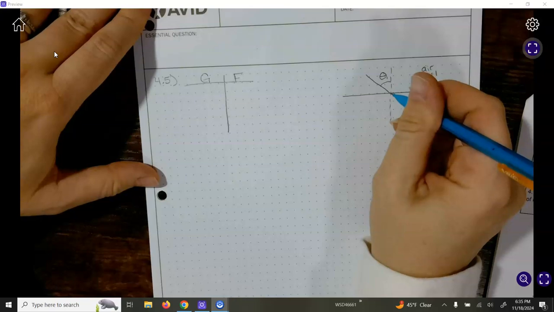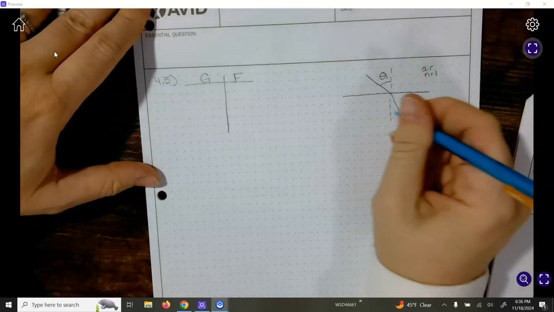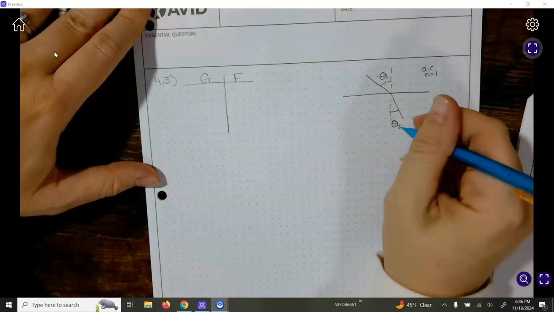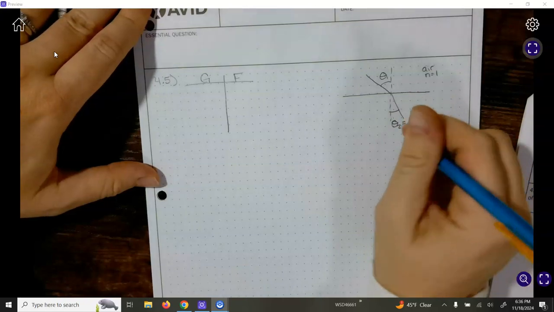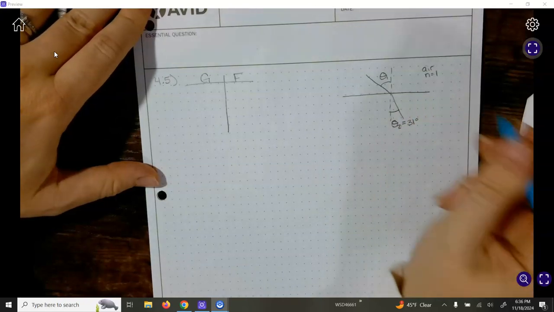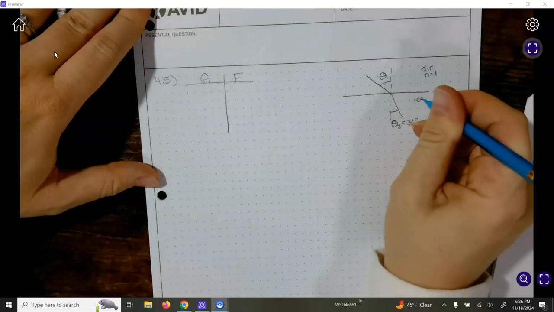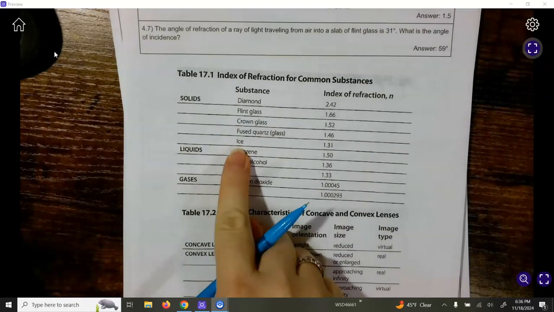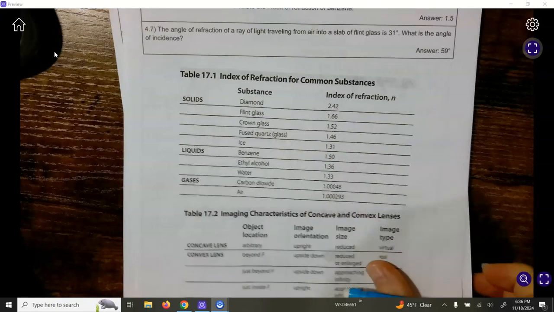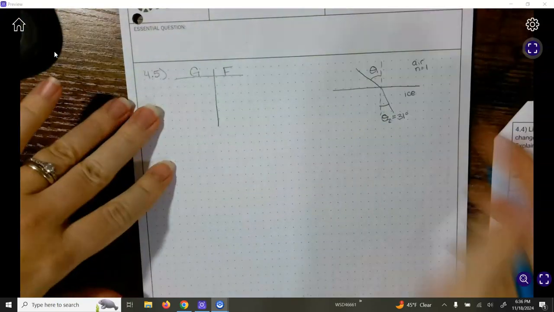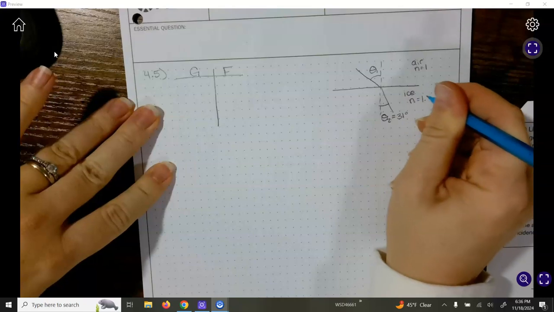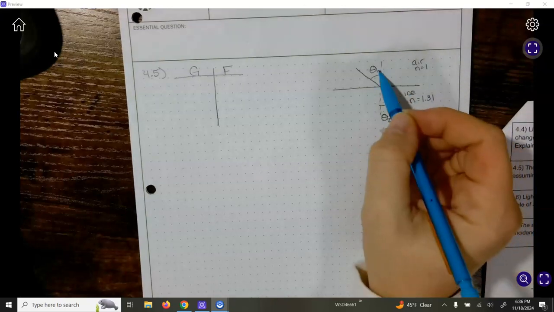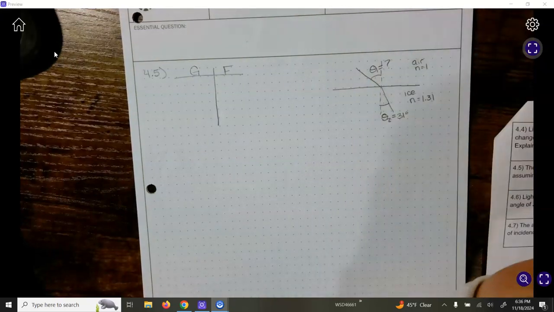And then when it hits the ice cube, it's going to bend a little bit towards the normal. My angle of incidence is my unknown, and my angle of refraction, theta sub 2, they did give that to me, and they said that was 31 degrees. This is ice. And over here on your packet, here's ice. 1.31. So we're going to use that as our index of refraction for ice. Okay, now that I have an image, this is helpful. This is what I'm looking for. This is my unknown, so question mark right there.